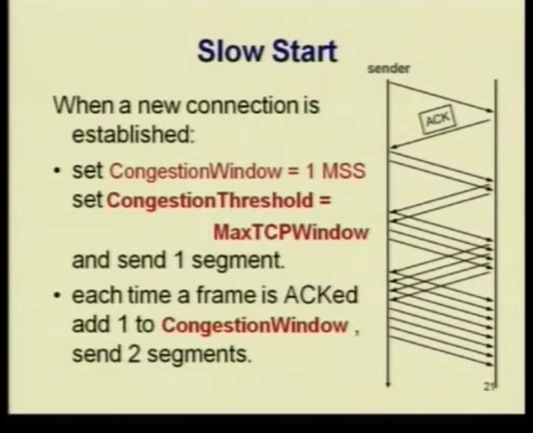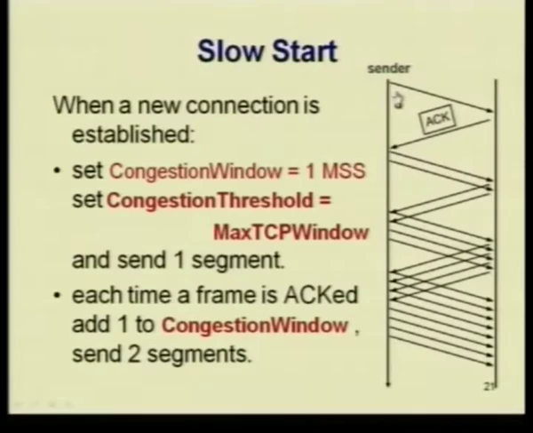Now remember, 1 MSS is the maximum segment size that you will have in TCP. TCP normally has a maximum size that it can have, so you can only send 1 MSS amount of data as a single segment. Now what you do is your congestion window initially is set to 1 MSS. So 1 maximum size segment.